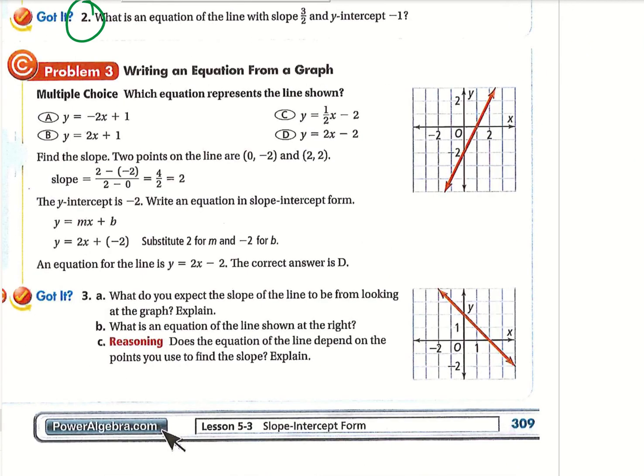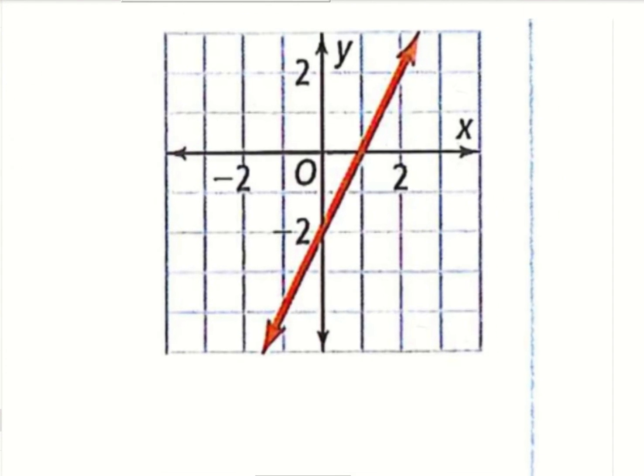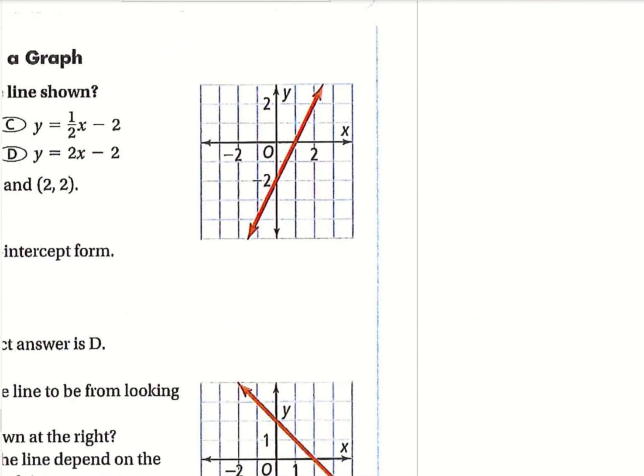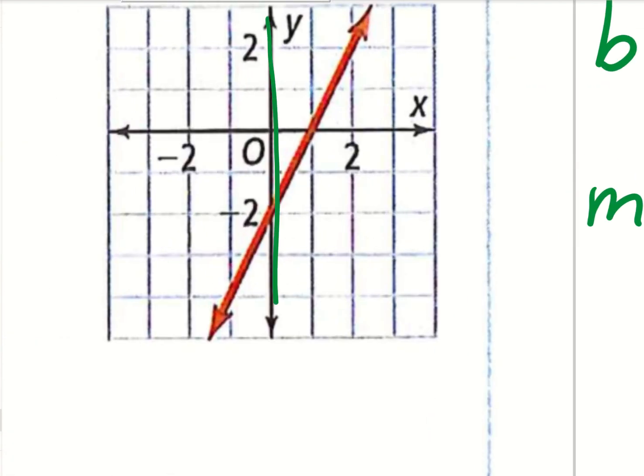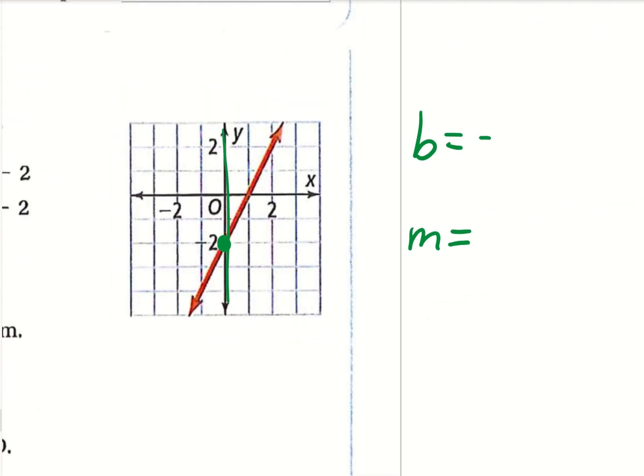If we look at problem 3, this is a multiple choice sort of thing. It says which equation represents the line shown. What I'm going to look at for this line is two things. It doesn't matter which order you do this in, but I'm always going to look at b first, so your y-intercept. And then you also are going to want m, your slope. So I'm going to look here, my y-intercept, where does it cross the y-axis? That would be right here at negative 2. So our b is going to be negative 2.